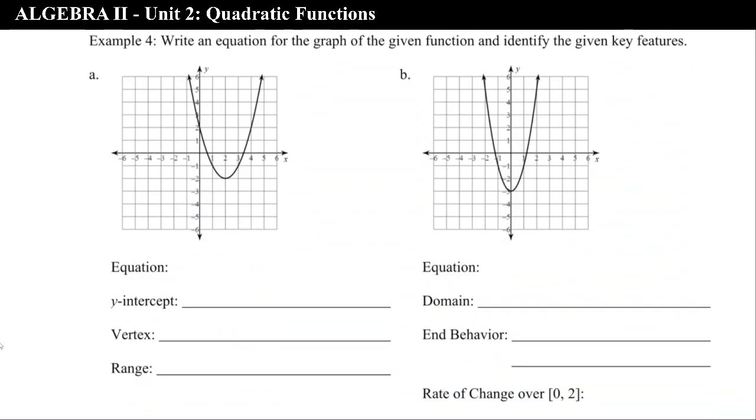All right, in this next example, we're going to write an equation for the graph of the given function and then identify its given key features. Okay, so here we're given the graph. Let's identify some things first and then we'll graph our equation, at least for this first one. So our y-intercept is going to be at 0, 2. Our vertex is at 2, -2. And our range is from -2 to infinity.